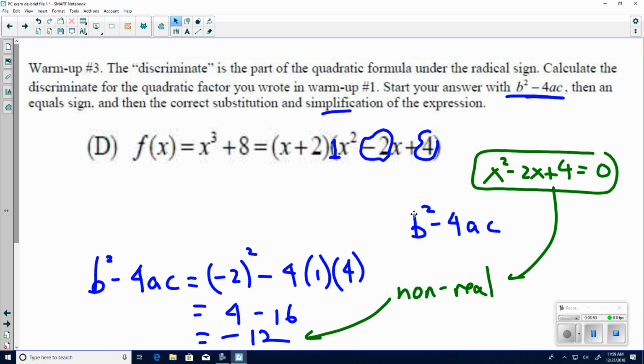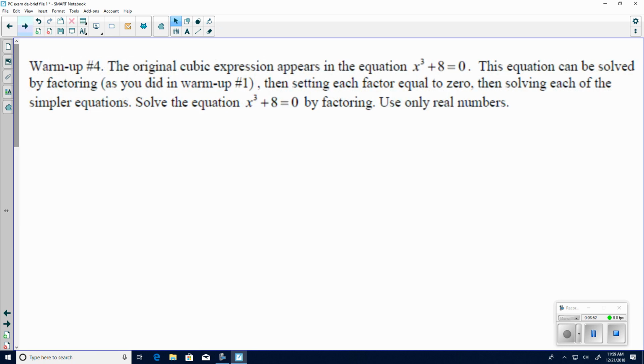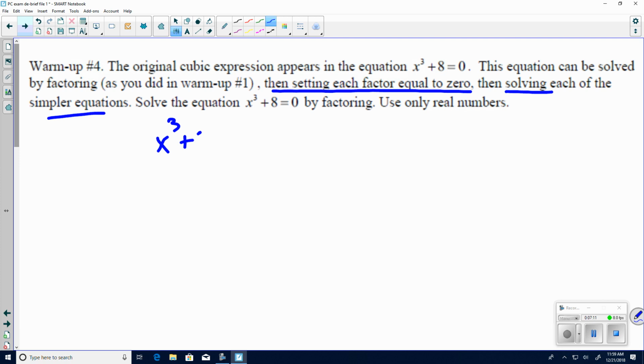Okay, warm-up number 4. The original cubic expression appears in this equation, and it can be solved by factoring. So how do you do that? You factor, then set each factor equal to 0, and then solve each of the simpler equations. So we'll follow the directions and do that. We have x cubed plus 8 is 0. It factors as x plus 2 times x squared minus 2x plus 4.